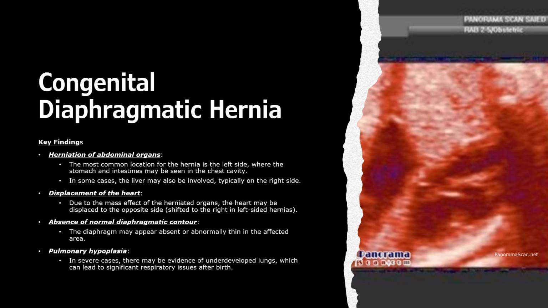Finally, in more severe cases, pulmonary hypoplasia can be identified. This refers to underdevelopment of the lungs, which can significantly impact the baby's ability to breathe after birth and contribute to severe respiratory issues. Recognizing these key findings allows for early diagnosis and management, which are crucial for improving outcomes for affected infants.